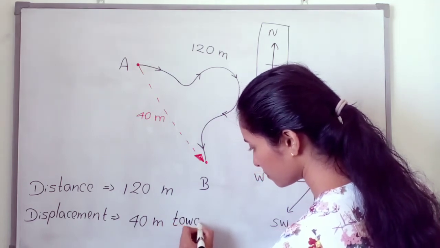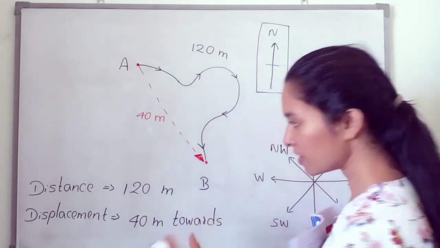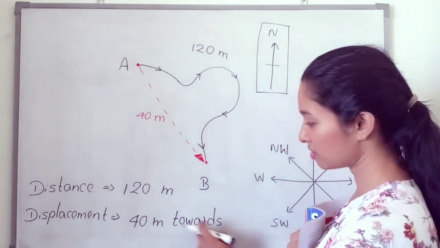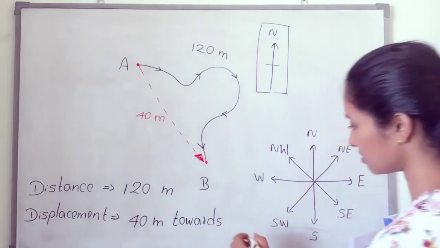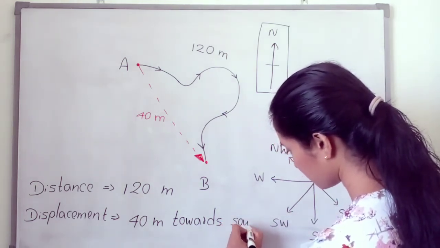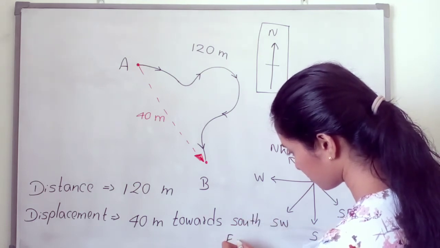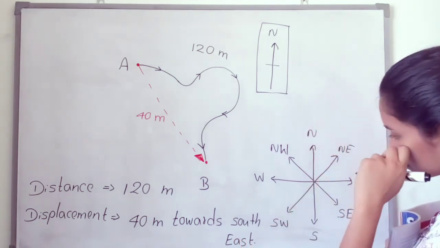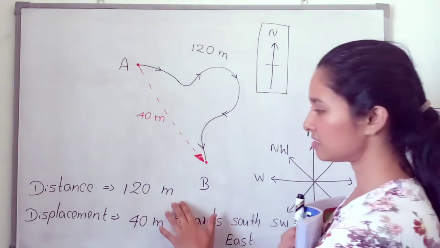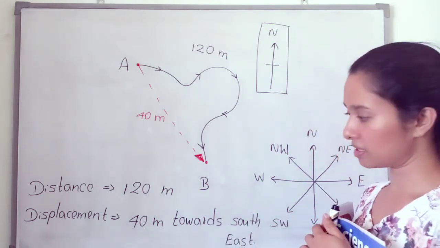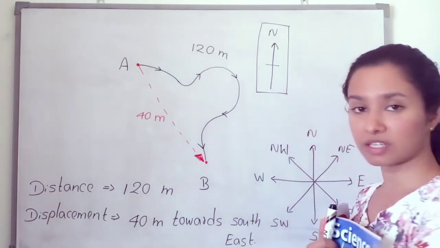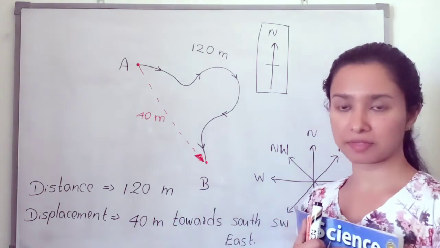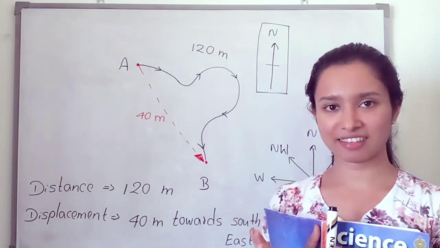towards. When we are writing the displacement, we have to write 40 meters, with the word towards. Towards southeast. Okay. This is the distance and this is the displacement. 40 meters towards southeast. You have to write the direction when you are writing displacement. Now it is clear. Okay.